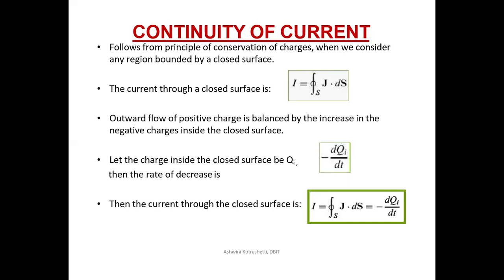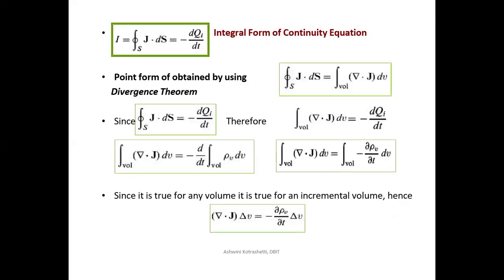So we have I, which is shown with two expressions, surface integral J dot ds, which is the current flowing out through the closed surface, and counter to it is the rate of decrease of charge. Okay, that is minus dQi by dt. Going forward, what we have just shown is called the integral form of continuity equation. Okay. Now, what do you see?